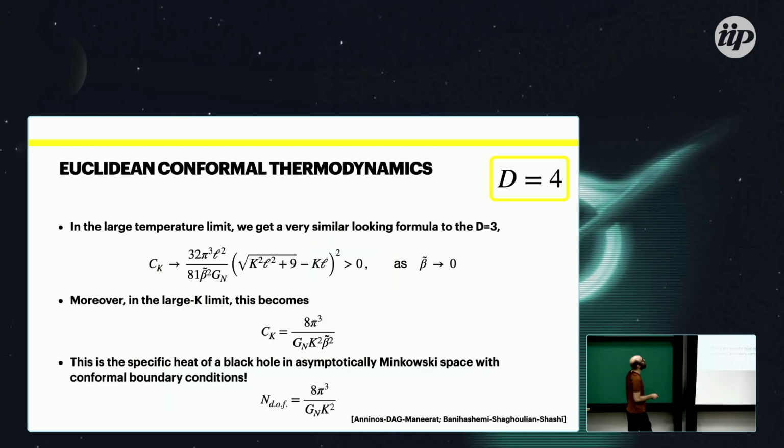And if you look at what happens in the large temperature limit, you will find solutions that look very similar or analogous to the ones in 3 dimensions. You will get expressions now that go like 1 over beta tilde squared and have some non-trivial function of K that somehow can be interpreted as counting some kind of degrees of freedom in some maybe microscopic theory.